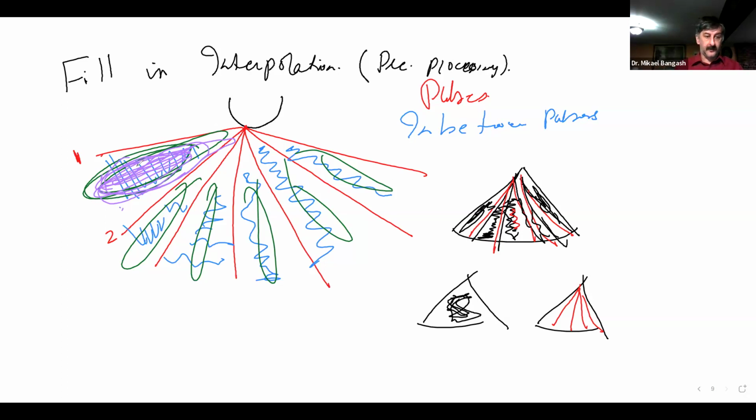Likewise, if it wants to fill up this area here, it's going to do the same, mainly comparing the shades from pulse 2 and 3 to fill up this area. Likewise for this area, it compares the shades produced by pulses 3 and 4, and so on.